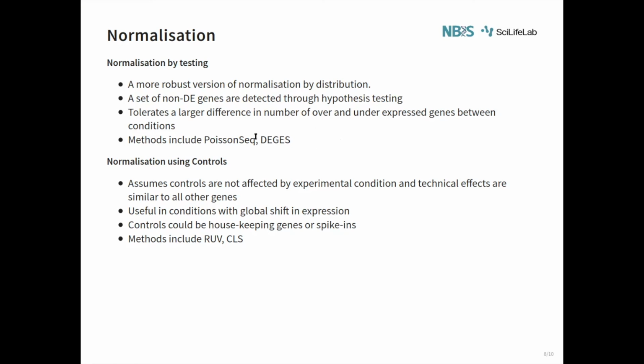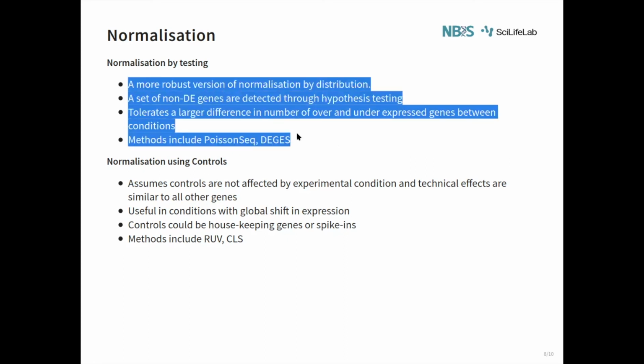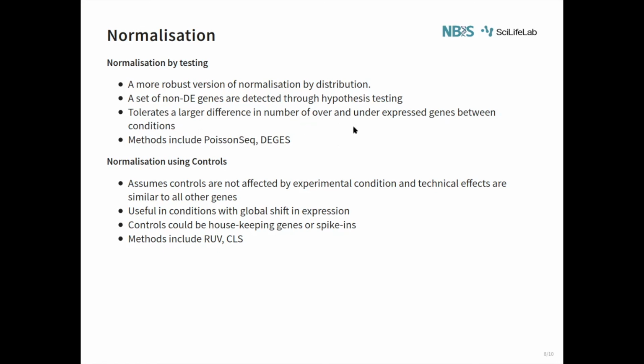And again, with Poisson-seq, I think the distribution is modeled as Poisson rather than negative binomial. So that is a bit different there as well. Dispersion is not taken into account. So I don't know, it may or may not work, depends on the data set, but just so you know, that's there.